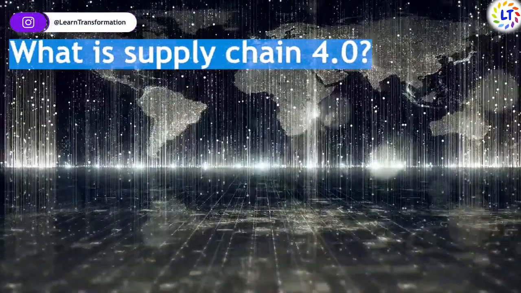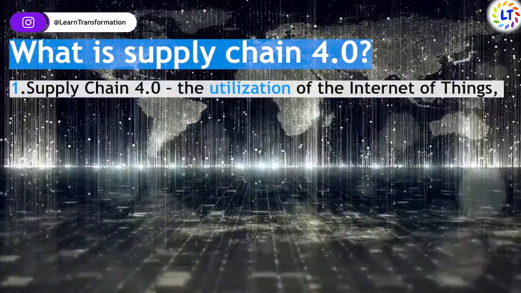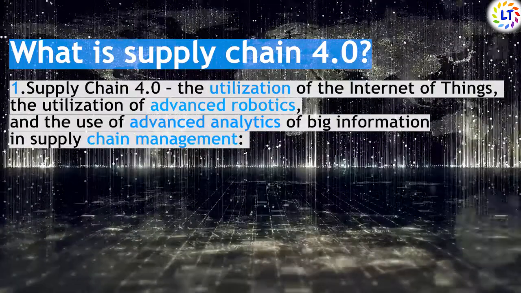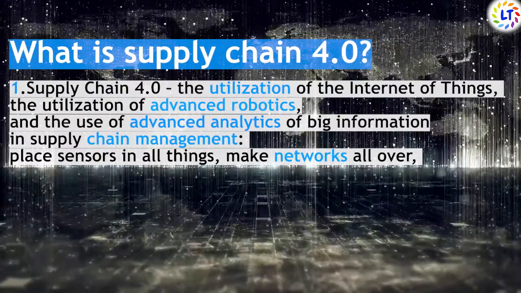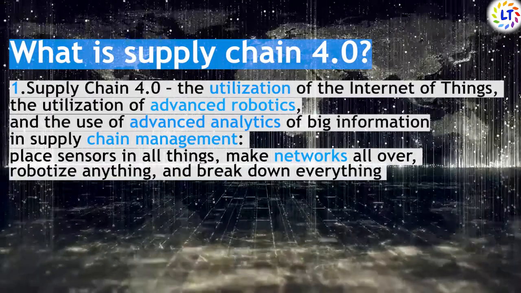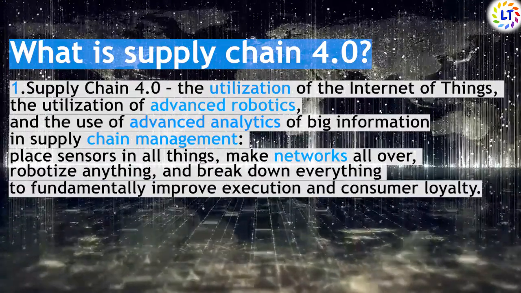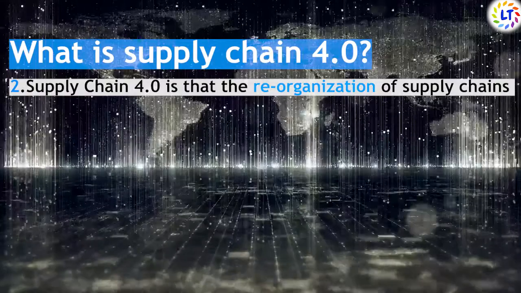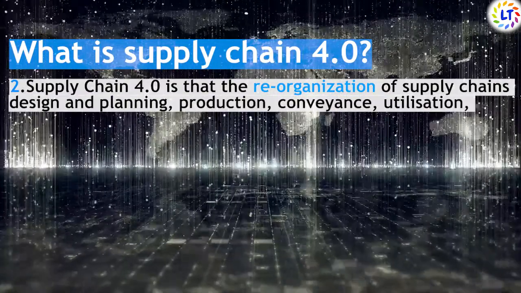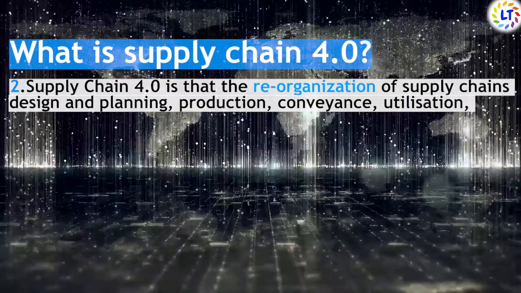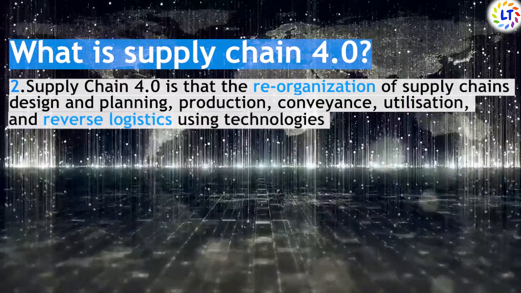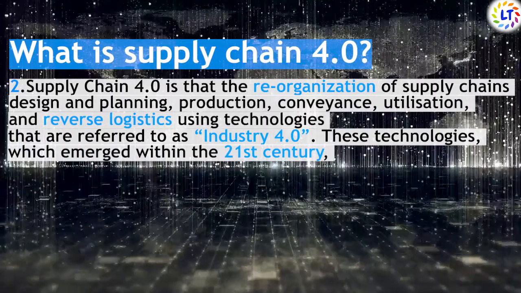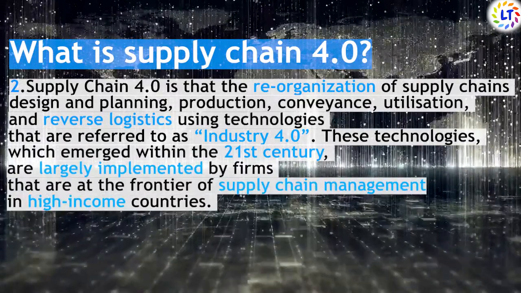Now let's see what is supply chain 4.0. Supply chain 4.0 utilizes Internet of Things, advanced robotics, advanced analytics of big data in supply chain management, places sensors in all things, makes networks all over, robotizes anything, and breaks down everything to fundamentally improve execution and improve customer loyalty. So we can say that supply chain 4.0 is a reorganization of supply chains, from design and planning to production to utilization and reverse logistics, using technologies which are known as Industry 4.0. And these technologies which emerged within the 21st century are largely implemented by firms that are at the frontier of supply chain management.